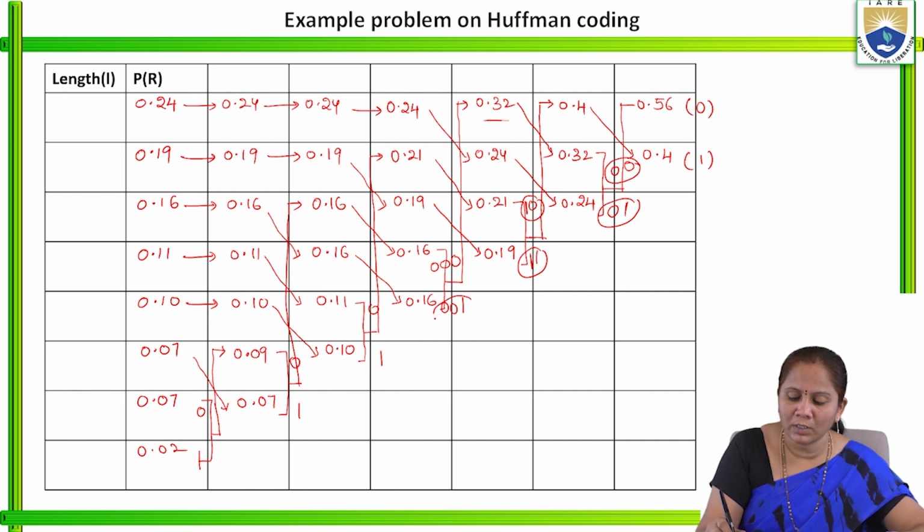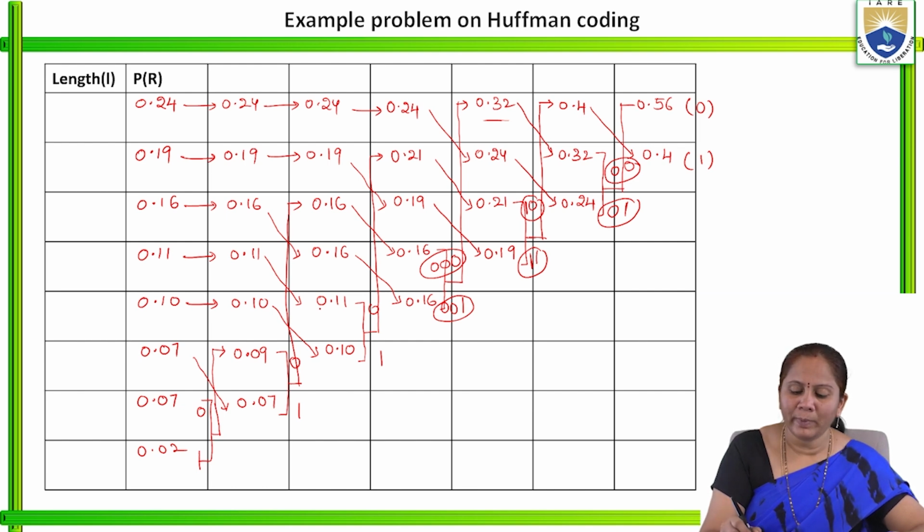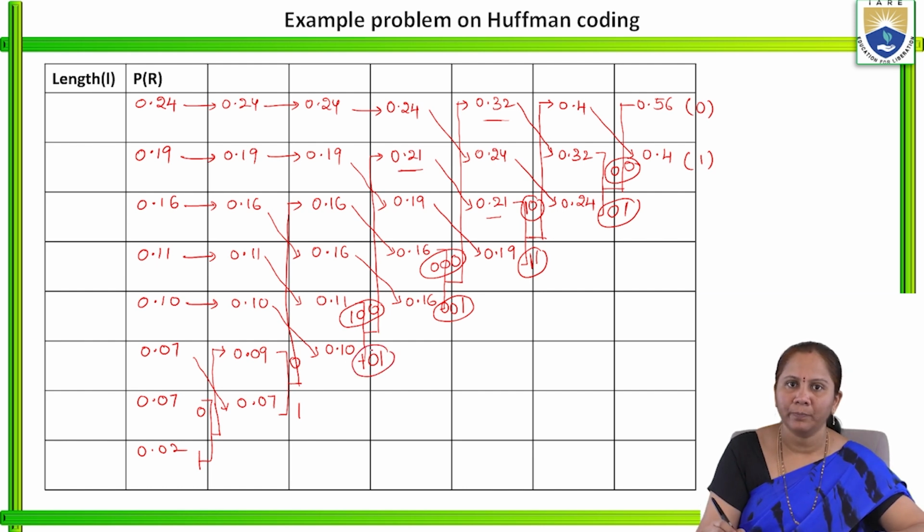Now this is the length of the code. And now by adding 0.11 and 0.10, we got 0.21. What is the code of 0.21? If we follow the arrow mark for 0.21, it is 10. So here 10 should be included. So this is the length of the code.